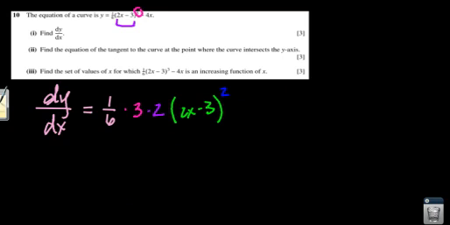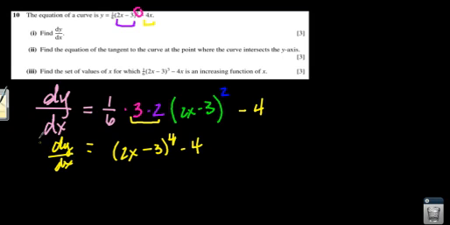Our outside is just a term on its own. There's nothing fancy. So we take the derivative of negative 4x, which is negative 4. So when we simplify, we end up getting 6 times 1/6, which is 1, times the quantity 2x minus 3 squared, minus 4. Okay, so that is part one.